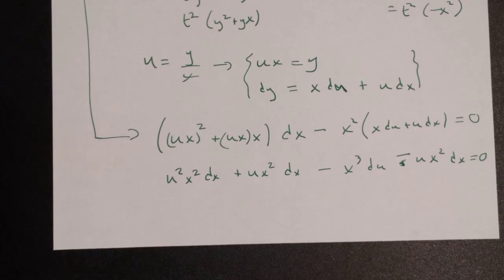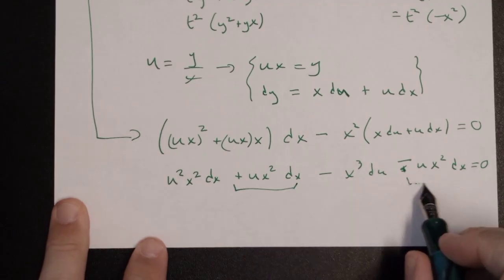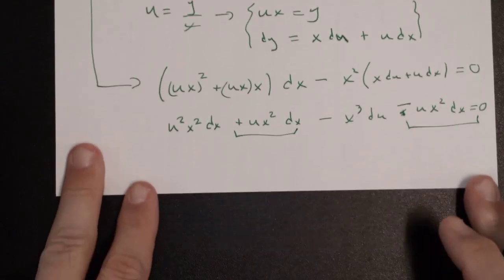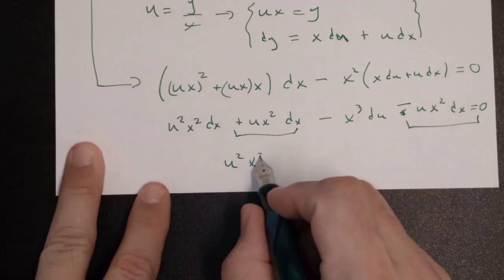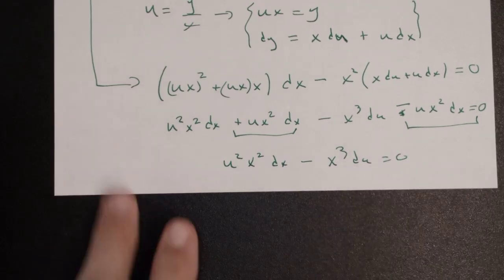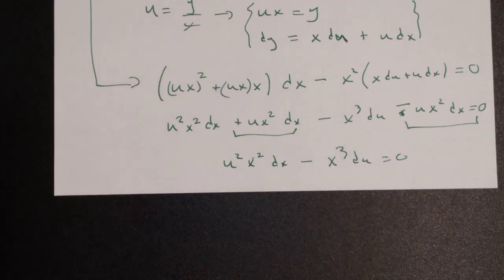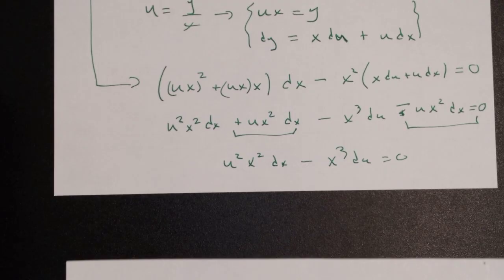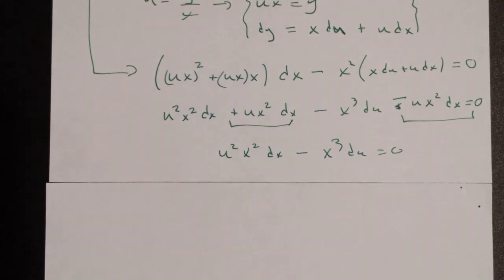I can cancel what? Yeah. Plus ux squared dx minus ux squared dx. Those are gone. The result is u squared x squared dx minus x cubed du equals 0. Now, before you run screaming for the hills, that's separable. Put all the x's on one side and all the u's on the other. It worked.